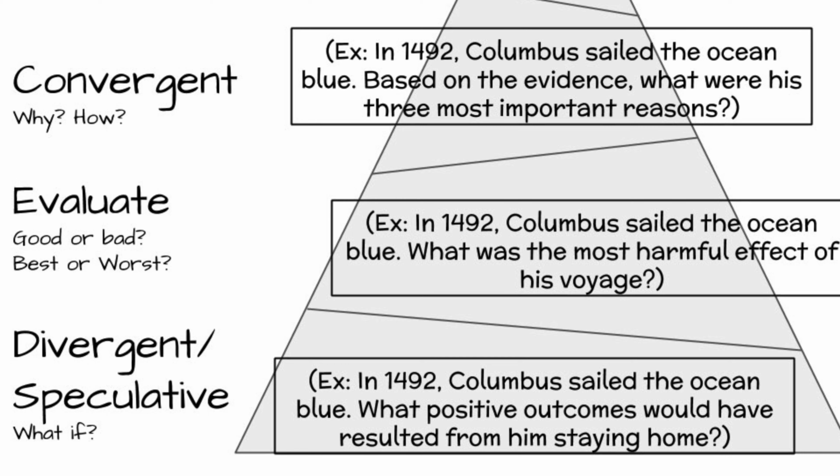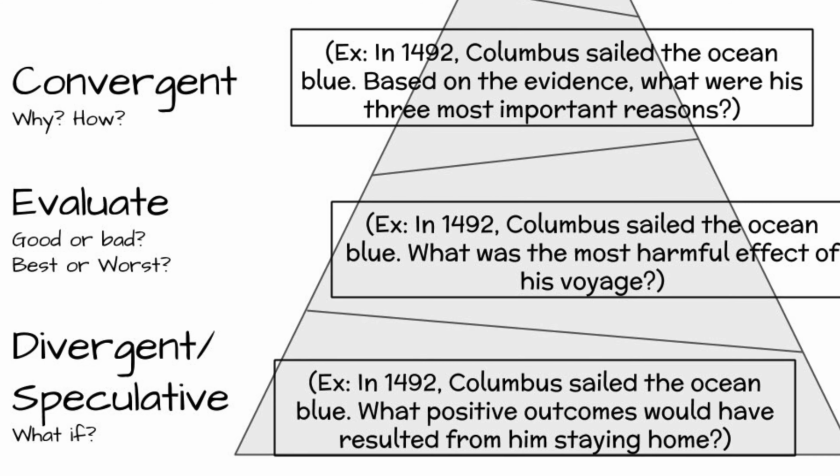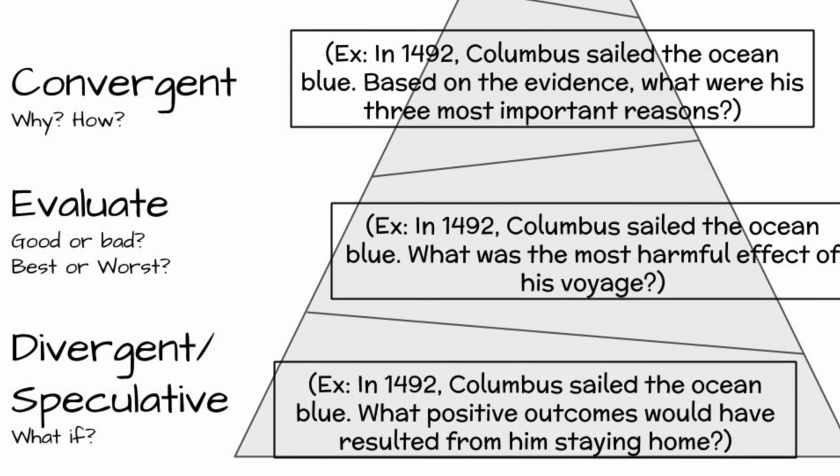Lastly, we get to divergent or speculative questions. These are, hands down, the most difficult questions to answer and generate the most critical thinking. Students need baseline information from all the other levels of questioning to be able to respond to a speculative question. The question posed in our example is, what positive outcomes would have resulted from Columbus staying home?